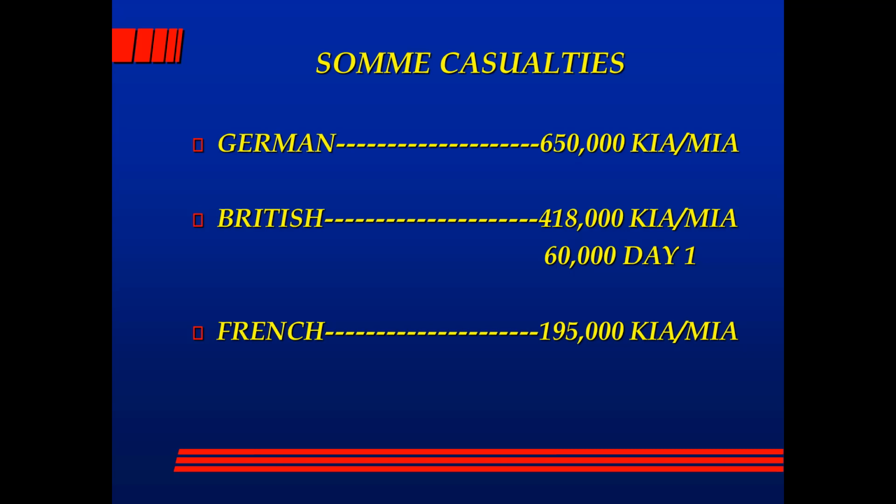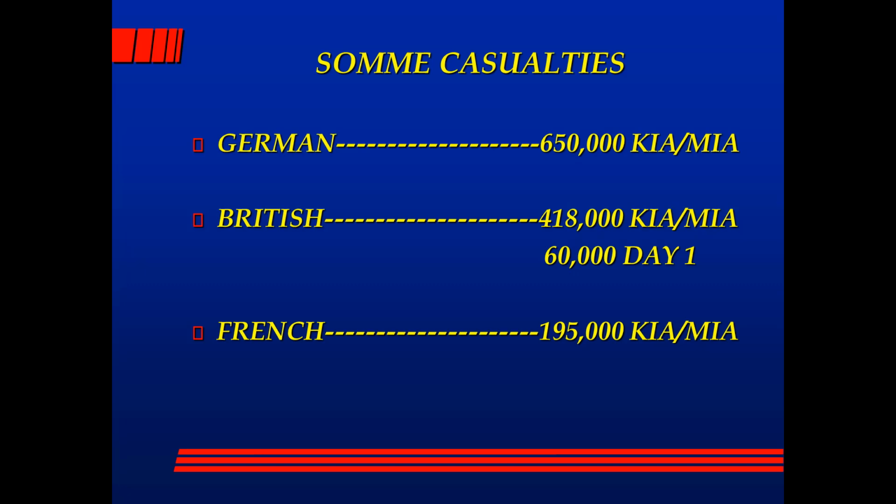Well, here are the casualties of the Battle of the Somme. And remember, this is going on the same time Verdun is. The Germans have supposedly lost 650,000 killed in action, missing in action. And this number always seems a little bit strange since most of the time they're in defensive positions. There are times where they are counterattacking. It's usually considered to be a little bit high.